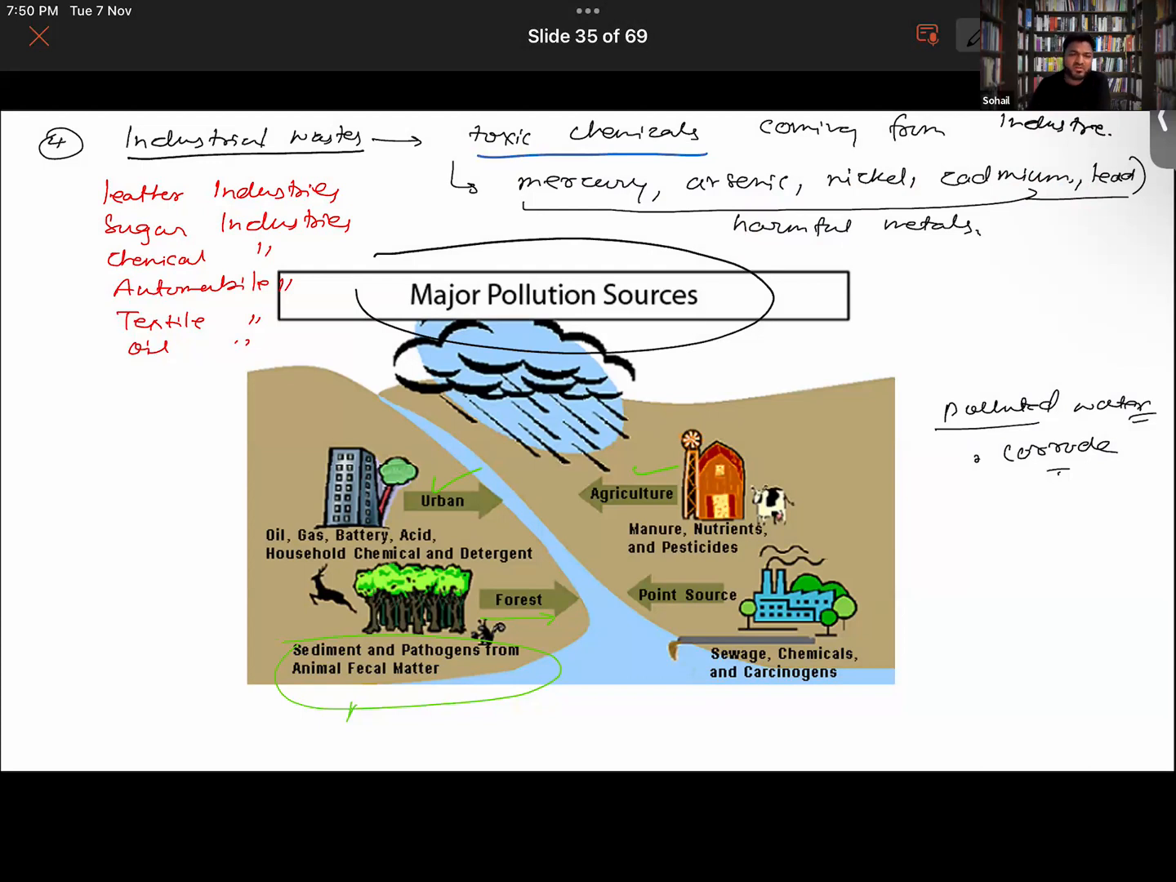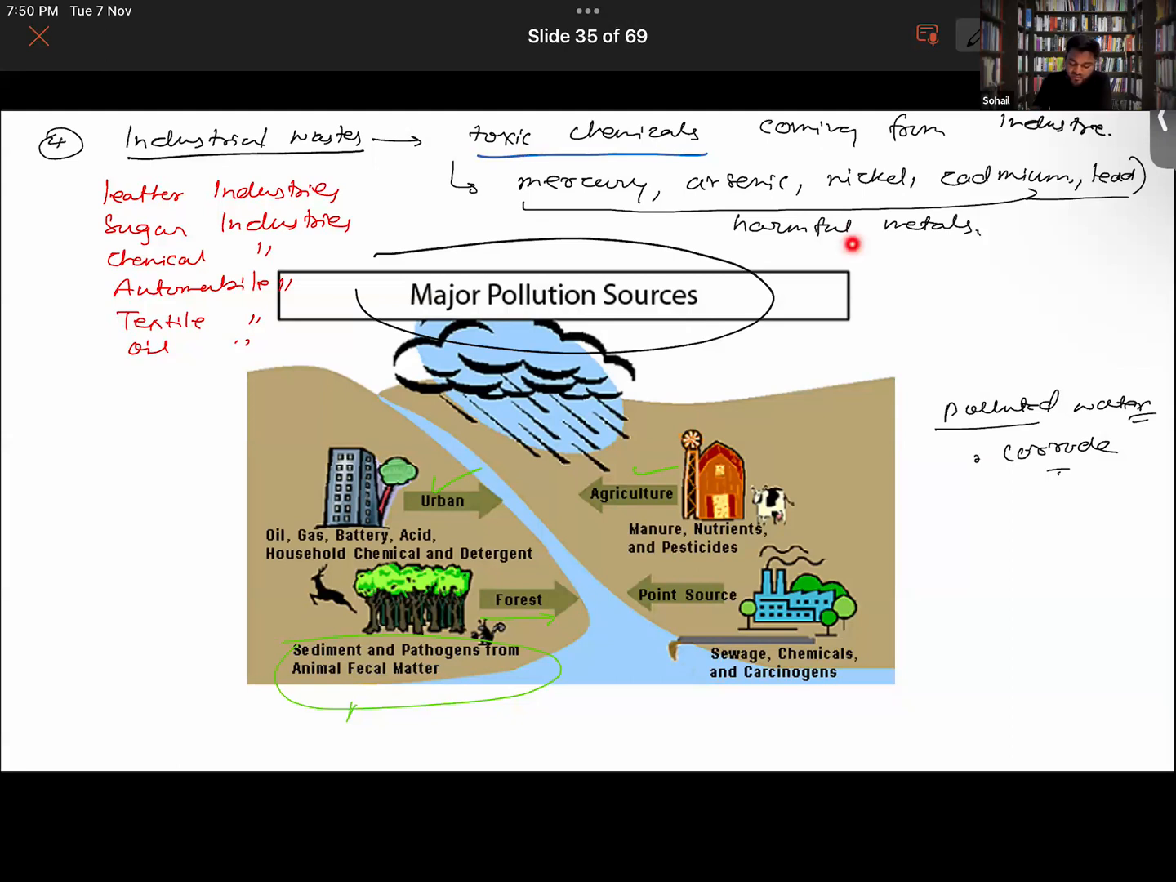Uranium? No, uranium is not coming from the industries. You have to actually mine it. Uranium does not come from the industries. Uranium is very expensive, and it is also very rare. You just can't find it anywhere normally.